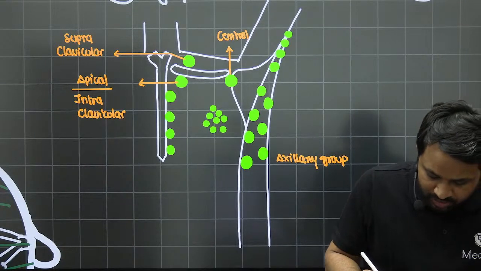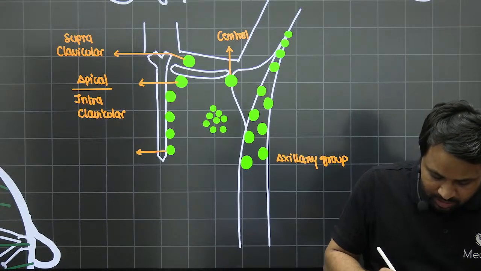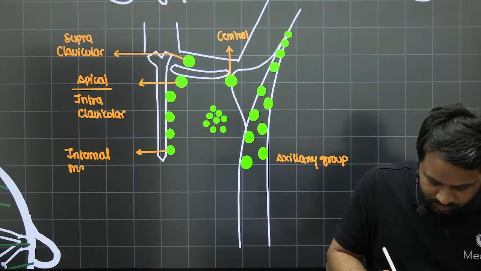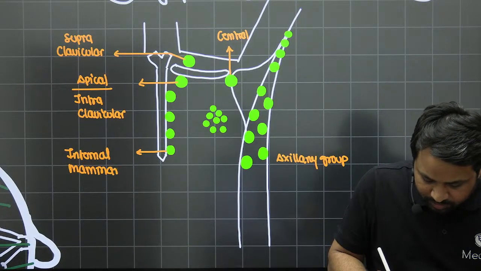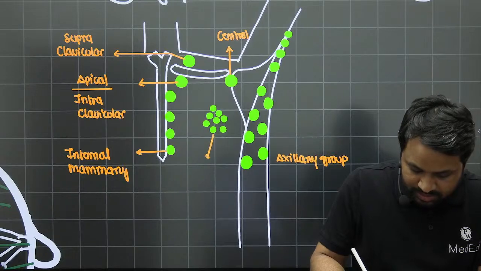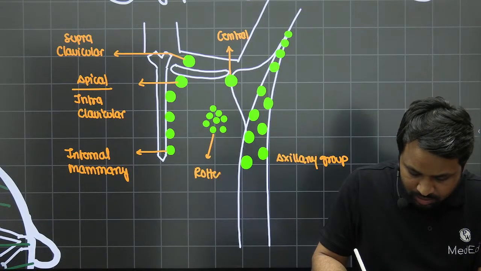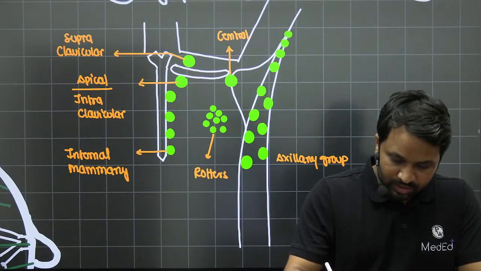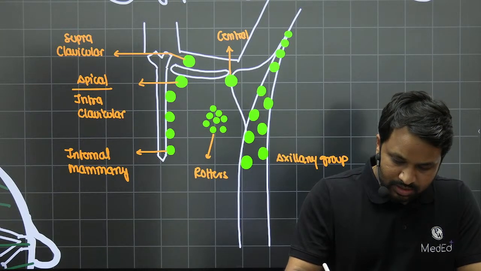This is your supraclavicular. This is your internal mammary group of lymph nodes. These happen to be your Rotter's group of lymph nodes. And we all know that this is going to be the breast.